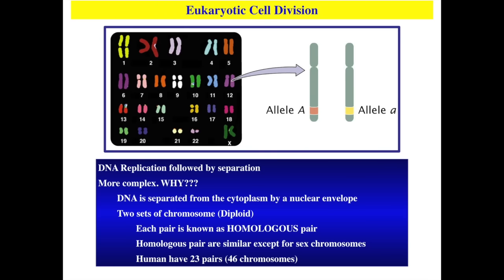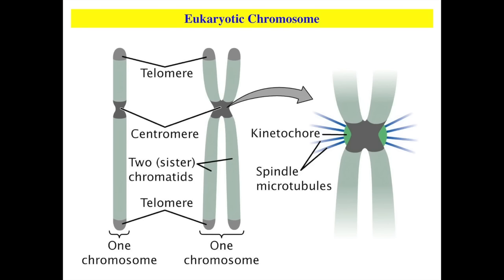And humans have 23 pairs of chromosomes, which adds up to 46 total chromosomes that must be replicated during cell division. Eukaryotic chromosome is replicated, and the two copies of the chromosome remain attached at the centromere. It is at the centromere that the chromosomes will eventually separate during cell division. Spindle microtubules attach to the kinetochore and then eventually pull these two chromosomes apart.